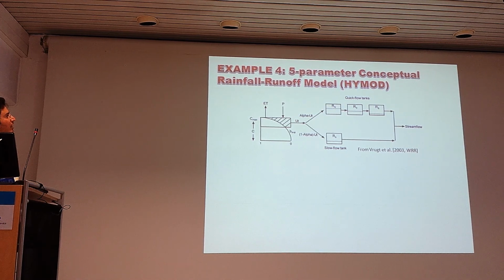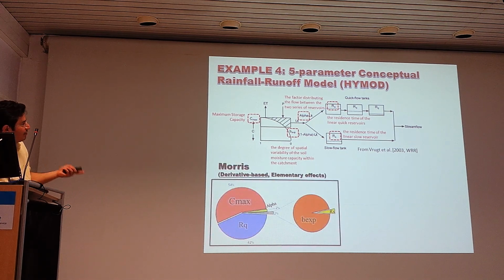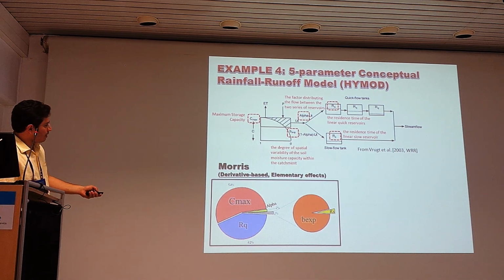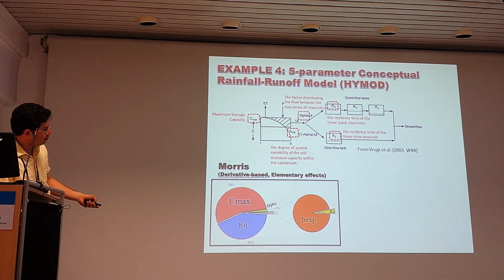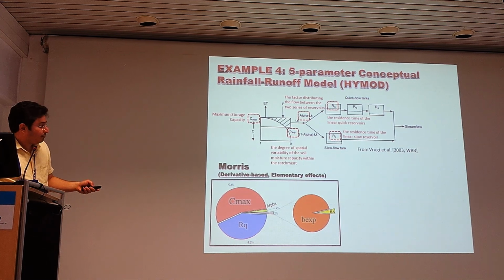More practical example, again, a very simple rainfall runoff model with 5 parameters. This model is called HYMOD. Some of you might be familiar with it. This is a simple toy model for hydrology, having 5 parameters. If we apply the method of Morris or derivative-based approach, we get this kind of characterization. Cmax is the dominant one, followed by RQ, and this alpha and basically E exponential are equally sensitive.